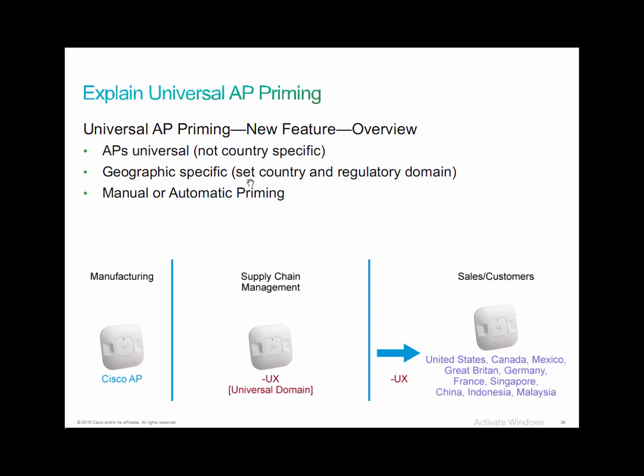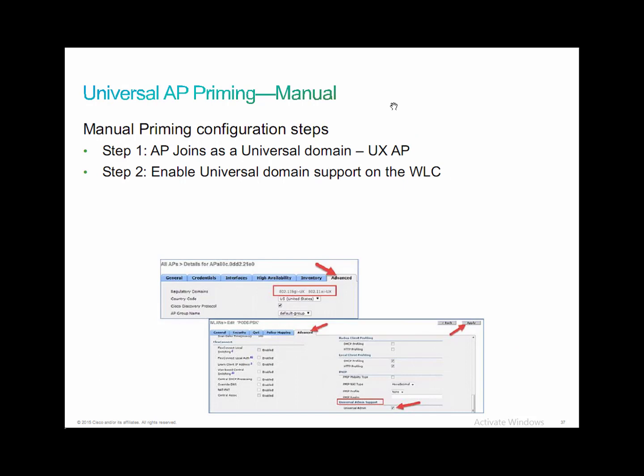Once you receive the access point, there's a couple of things you can do. You can do manual priming, which we can do using the Cisco Air Provision mobile application, or you can do automatic priming through NDP propagation, the discovery propagation. Both the APs and the wireless LAN controller need to support universal mode. That's essentially assumed, being that these access points were designed to connect to the wireless LAN controller anyway.